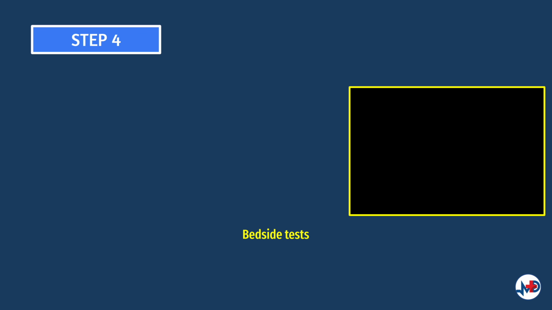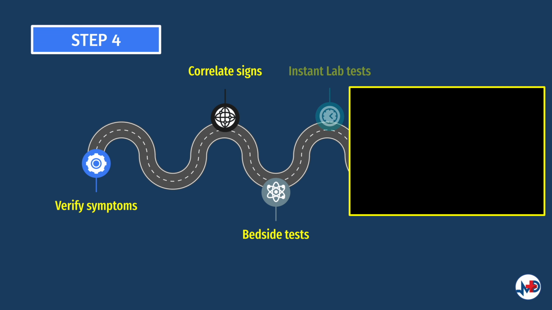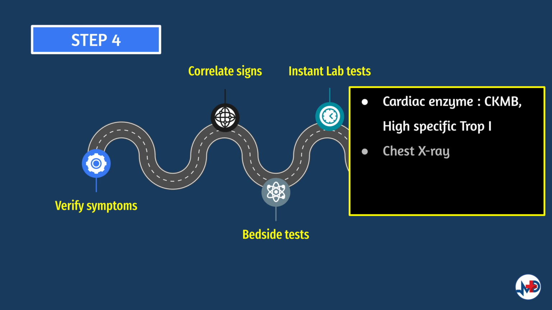How about instant tests? Other tests that can be done include cardiac enzymes, in specific creatinine kinase MB, and high specific troponin I. If raised, most likely it is an acute coronary syndrome. A portable chest X-ray should be done to look for pneumothorax or pneumonia, presence of widened mediastinum. Arterial blood gas sampling is done to assess oxygenation and severity of respiratory failure or acidosis.